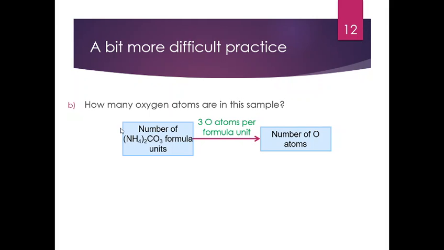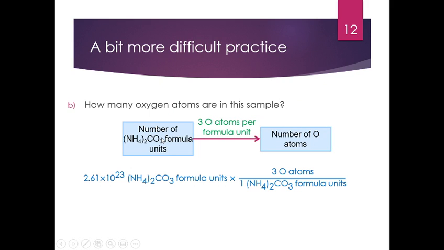And so in this case, all I'm doing is, that's a 3 there, so you know there's 3 oxygens per one of these. We just calculated that we have 2.61 times 10 to the 23 of these, and so each one of those contains 3 oxygens, or 3 oxygen atoms per each one of the formula units. Make sure formula units cancel out with formula units, and we're left over with oxygen atoms.